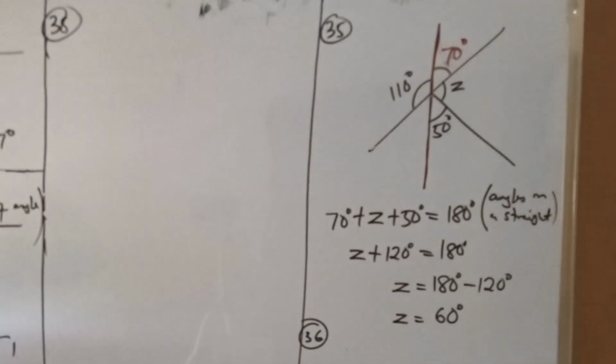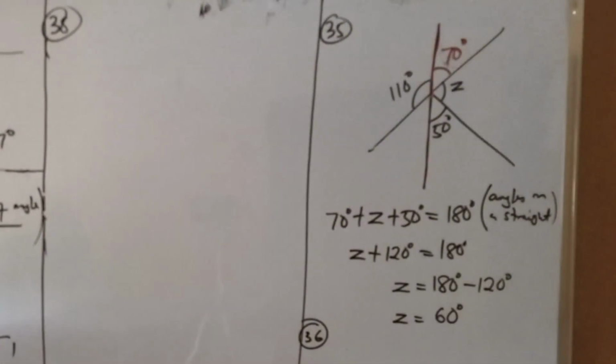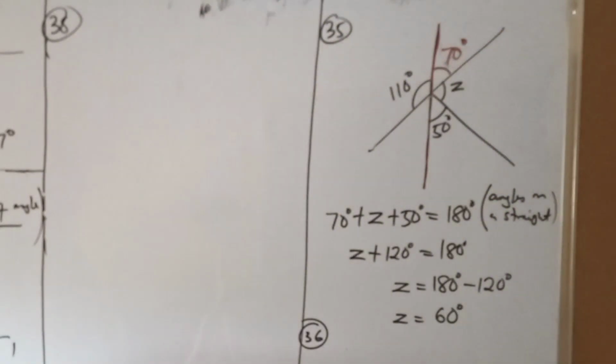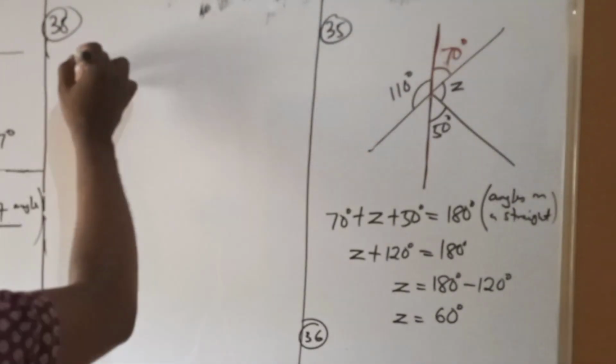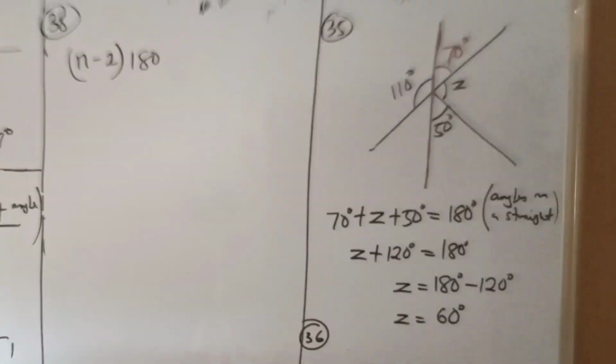Question 38. Determine the number of sides of a regular polygon whose interior angles are 90 degrees each. That is, each of the angles gives us 90 degrees. So which one would that be? It's a regular polygon, so you can still do the same thing. Because we want to determine the number of sides, the sum of angles will be n minus 2 multiplied by 180. But the answer to this one is 4.